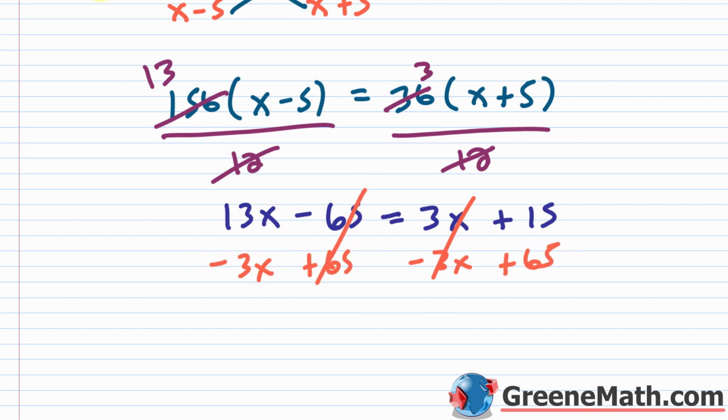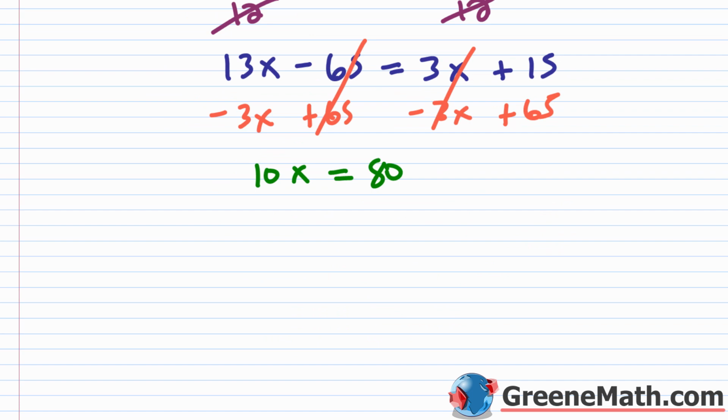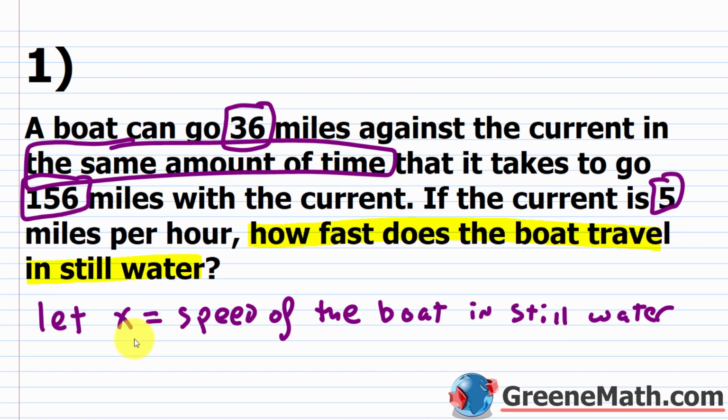So 13x minus 3x, that's going to give me 10x. And this will be equal to 15 plus 65, which is 80. Now to finish things up, I'm going to divide both sides of the equation by 10. This would cancel, and we get x is equal to 80 divided by 10, which is 8. Now coming back up, x was the speed of the boat in still water. So that answers our question, how fast does the boat travel in still water? Well, it's going to be 8 miles per hour. So I can just put 8 miles per hour.